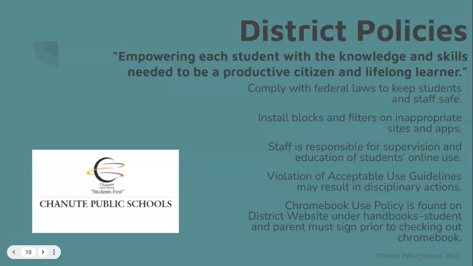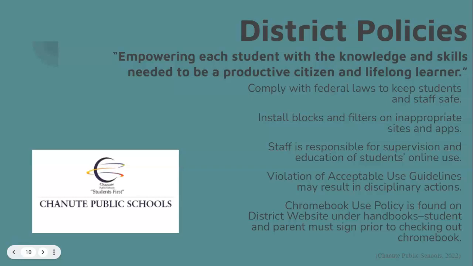We as a district comply with the federal laws to keep students and staff safe. We have installed blocks and filters on inappropriate sites and apps. We have made sure that our staff is responsible for supervision and education of students' online use. And we have guidelines put in place that if they are violated, there may be disciplinary actions.